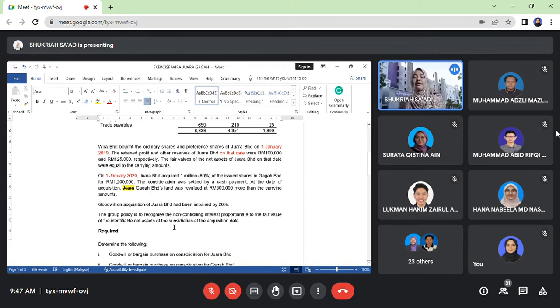Yang pertama. Yang kedua, goodwill. Adjustment number 2. Goodwill on acquisition of Juara impact 20%. So second adjustment here is on impairment on goodwill. Okay. So soalan mesti mention NCI measurement dia sama ada partial or full. So this is partial proportionate share. Okay. So soalan ni menggunakan partial goodwill. Okay. So before we proceed dengan question, kita akan discuss dulu.